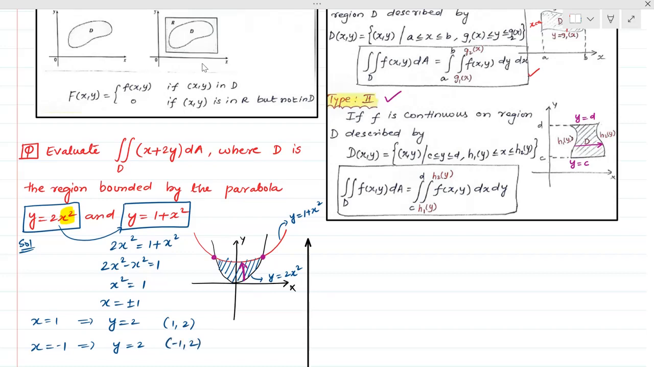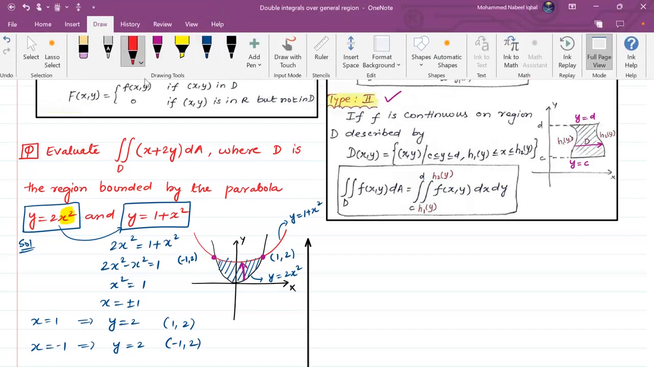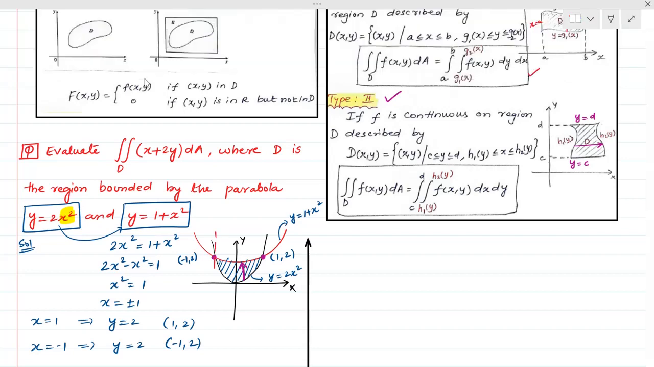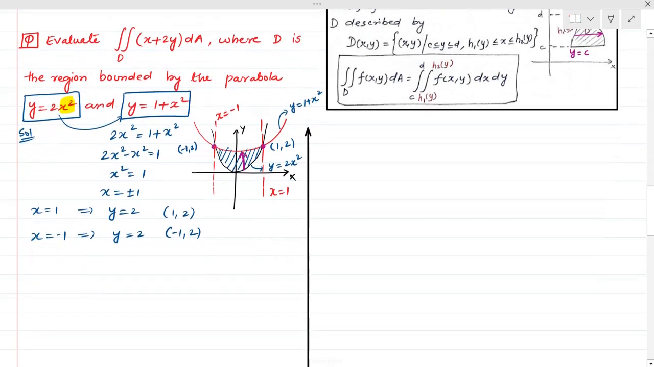So this point is the first point, 1 comma 2, and here it is minus 1 comma 2. Now I have drawn a vertical line, so I have to take it parallel to the line. This is the outer limit, x equals minus 1, and this one is x equals plus 1. So it's very easy to find the limits from the graph.